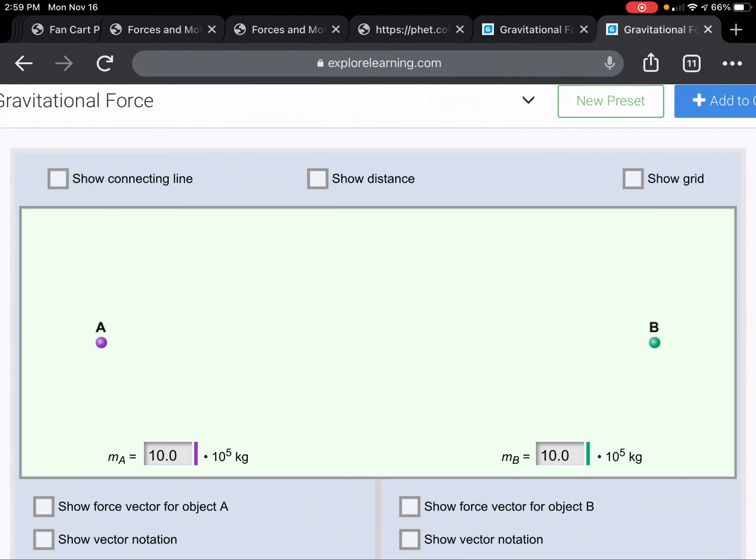The default, each mass, as you can see, is already set to 10. We're going to click on the top center box that says Show Distance. You can see right now the distance is 40 meters as a default.